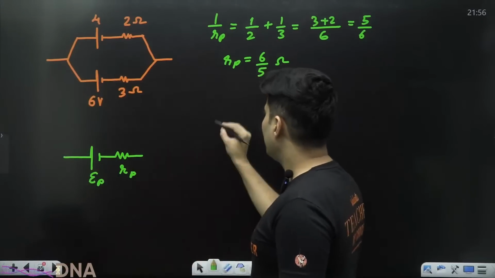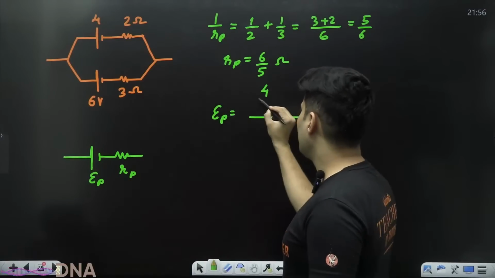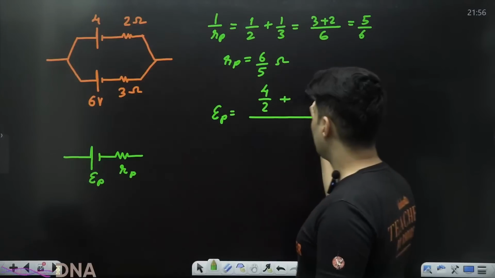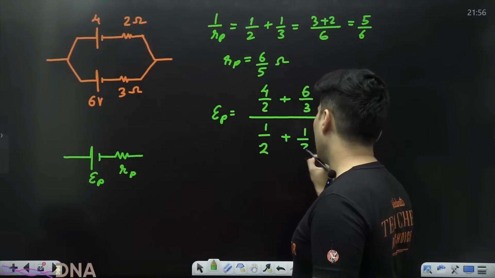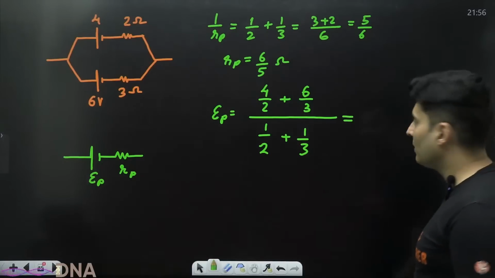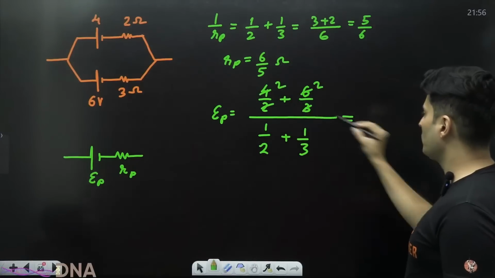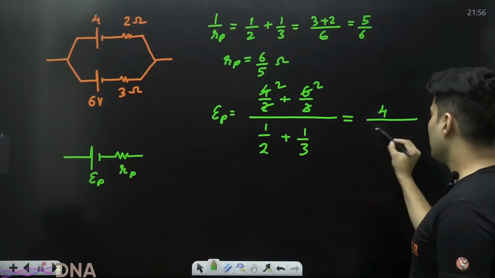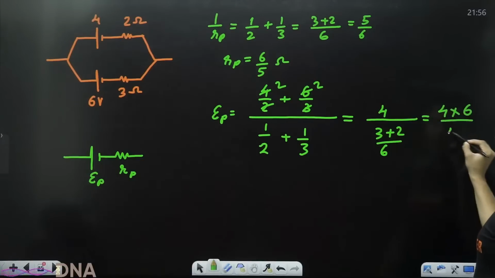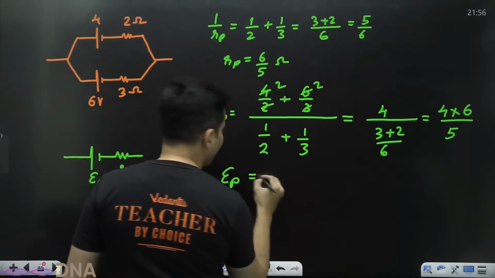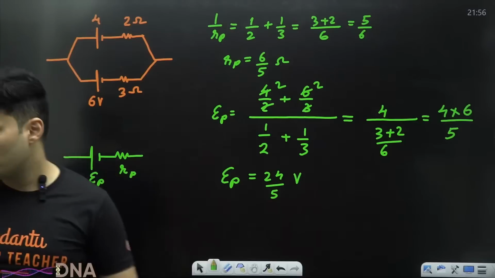What about EMF? Let's try to do that also. It will be E1 is basically 4, R1 is basically 2, plus E2 is basically 6, R2 is basically 3, upon 1 by R1 plus 1 by R2. That's the formula. So I have shown you how to apply it. Now this will go 2 times, this will also go 2 times. 2 plus 2 is 4, divided by 3 plus 2 divided by 6. So 4 multiplied by 6 divided by 5. So this will be 24 divided by 5 volts.